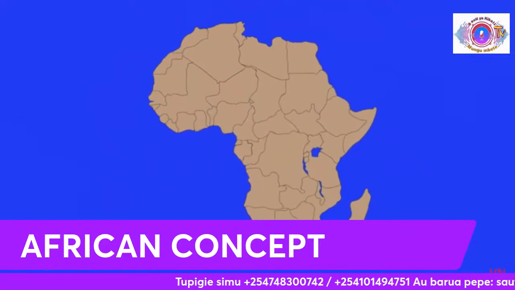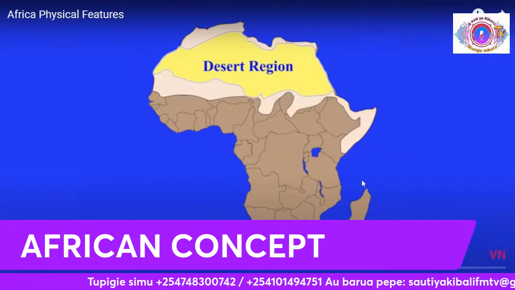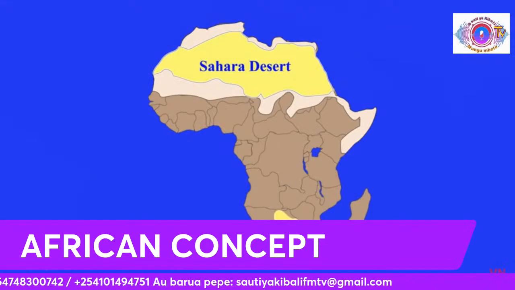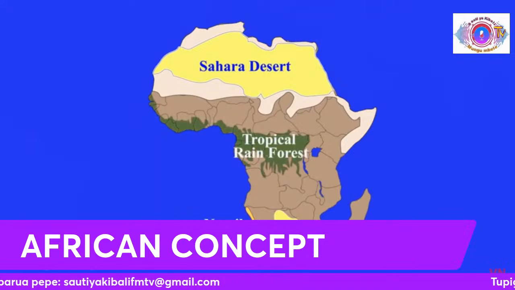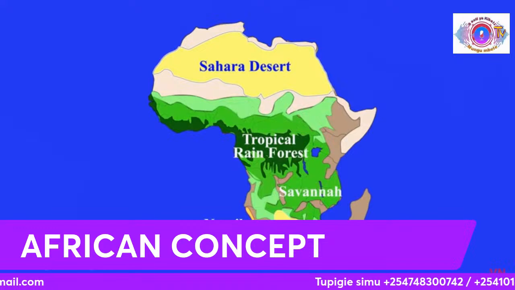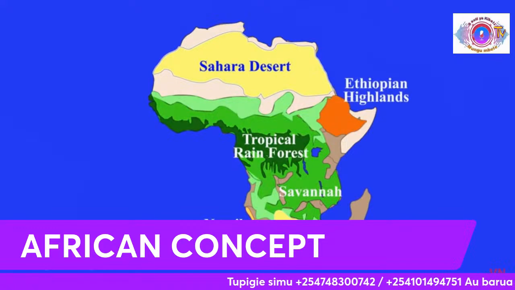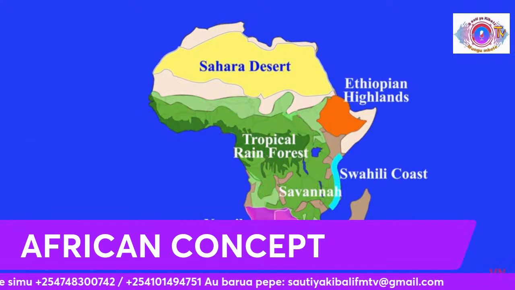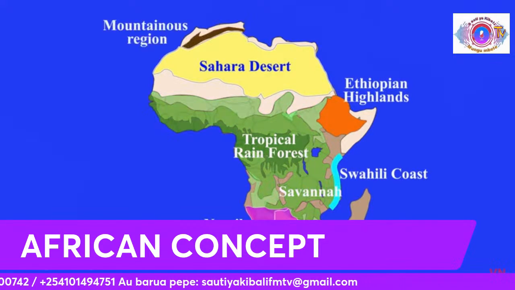That is the desert region, which includes the Sahara Desert, Kalahari Desert, and the Namib Desert. Then it is the tropical rainforest regions. Then savanna, Ethiopian highlands, Swahili coast, and southern Africa. Then the mountainous regions like the Atlas Mountains.